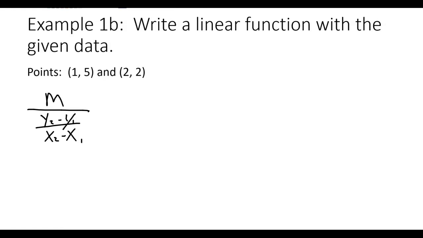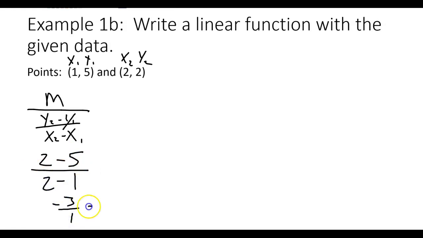So in this case, we have 2 points, (x, y). We'll call the first set the 1s, and we'll call the second set the 2s. Using our slope formula, we can get our slope. So we have y2 minus y1 over x2 minus x1. That's going to be negative 3 over 1, which reduces simply to negative 3. Okay, now we have to find our b.